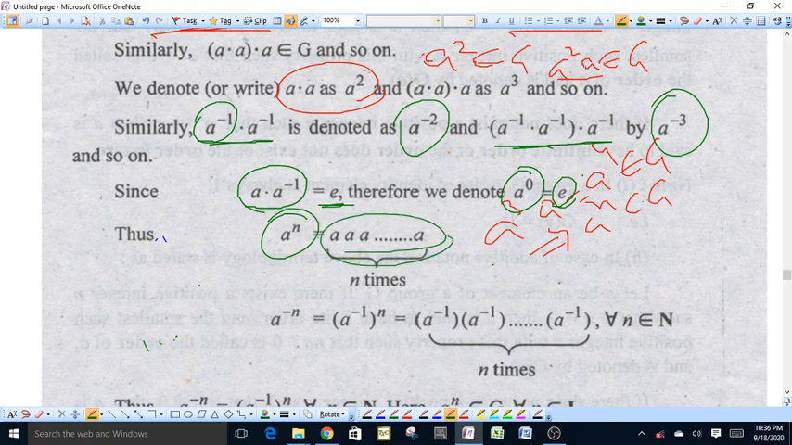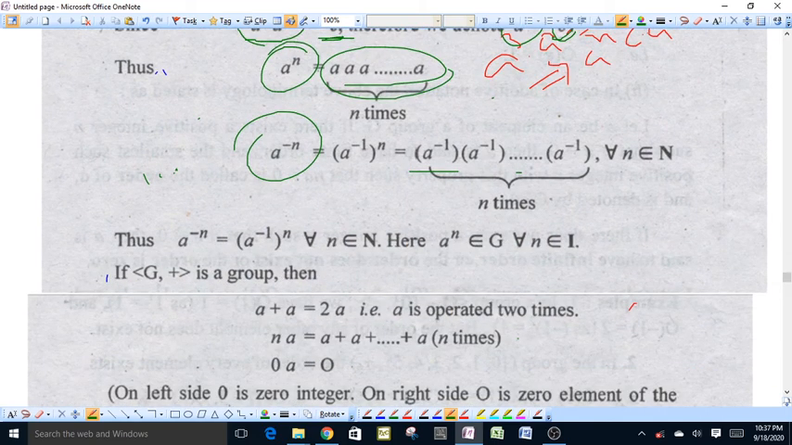For all elements of the type A raised to power n, A raised to power minus n, which is equal to A raised to power minus 1 raised to power n, which is equal to the product of A raised to power minus 1, n times, is also an element of G. A raised to power minus n, which may be written as A raised to power minus 1 raised to power n for all natural numbers, also belongs to G, where A raised to power n belongs to G for all n.